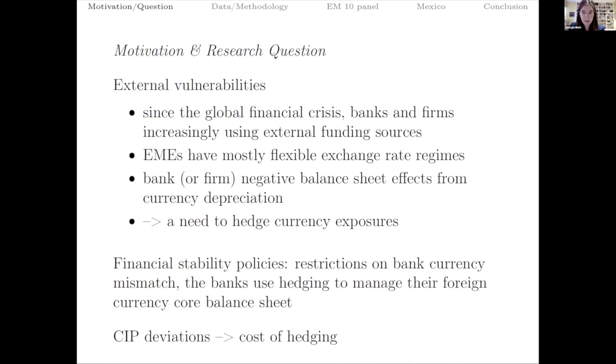Covered interest parity is important because if there are deviations from covered interest parity, we can see that there are frictions in the currency markets, and the cost of hedging is not perhaps as efficient as we might like. So focusing on covered interest parity deviations is directly related to understanding frictions in those currency markets. That's the broader context for the paper.